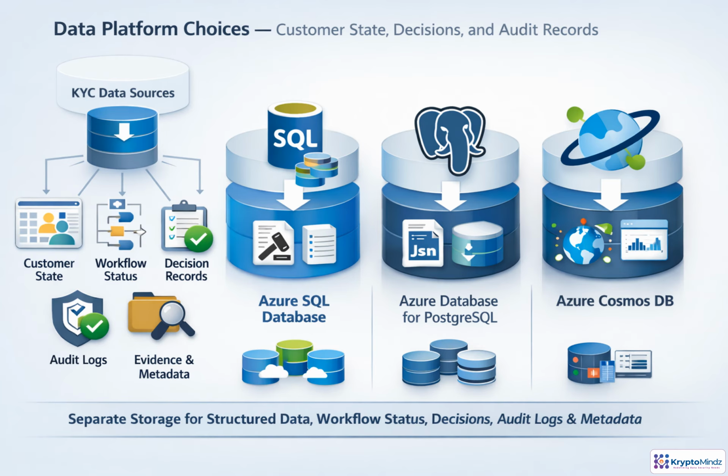Treat your KYC platform as several distinct data problems, not one giant database. Customer state, workflow status, and decision records benefit from strong relational structure and transactions, which makes Azure SQL a natural home. If your teams favor open source, need JSON alongside relational data, or want portability, PostgreSQL fits well. For rapidly changing schemas, globally distributed session data, or spiky read and write patterns, Cosmos DB shines. Match each data type to the store that best fits its behavior.